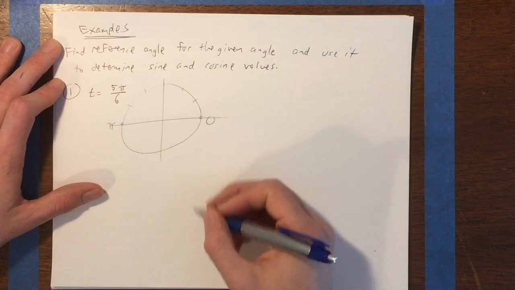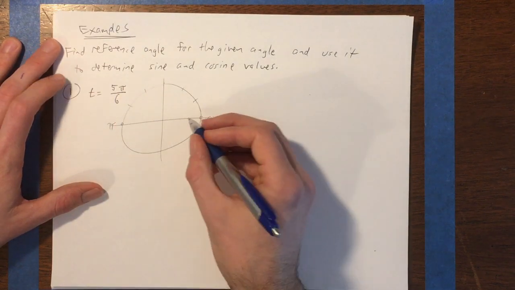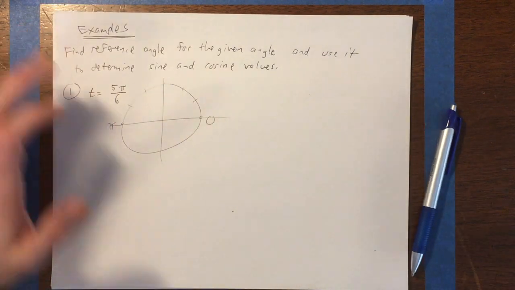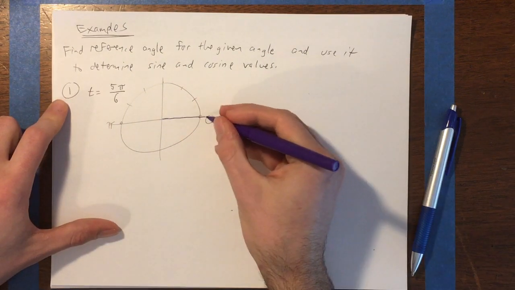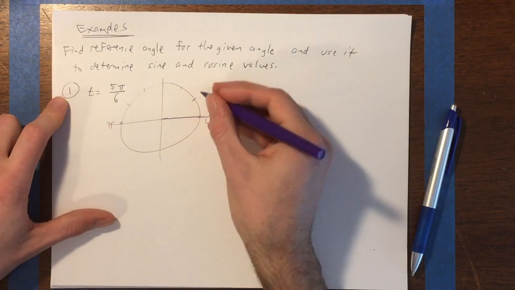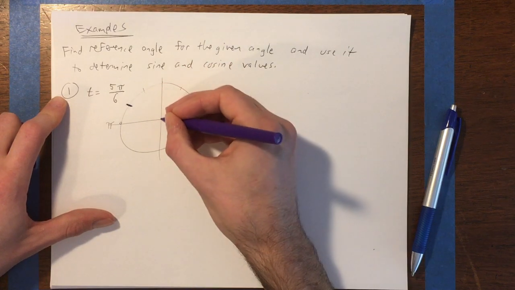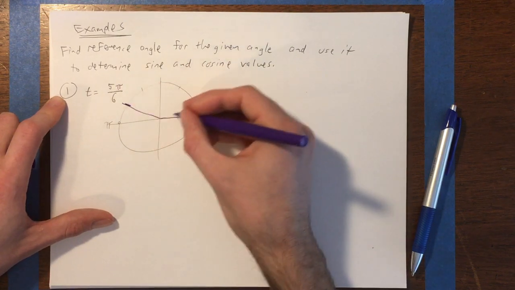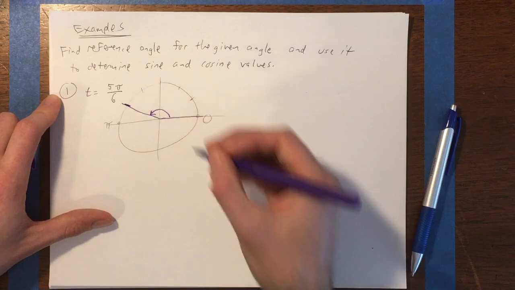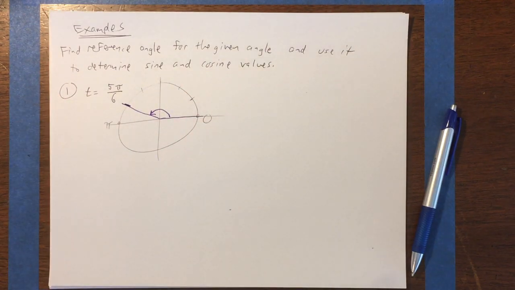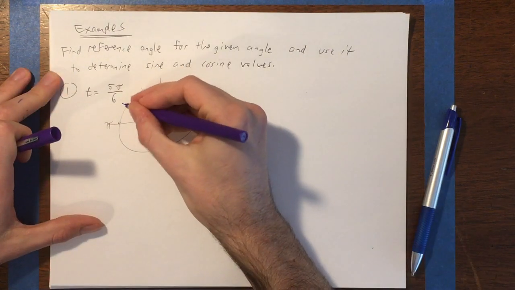There's thirds. So now 5/6 is going to start, we're going to start from our positive x-axis here in standard position. We're going to measure 5/6. 1, 2, 3, 4, 5. 5/6 would be right there. So there's our terminal side. So that's 5 pi over 6. So the point on the unit circle that we're dealing with here is this one.